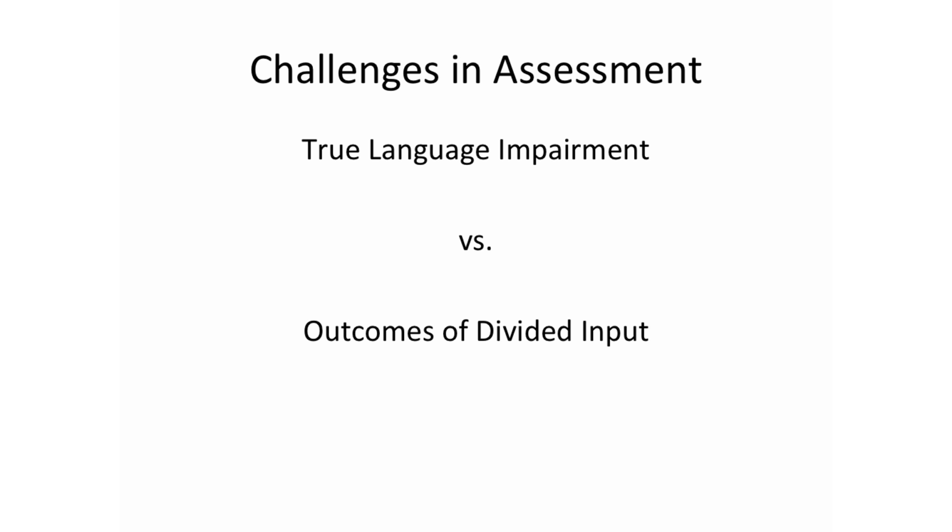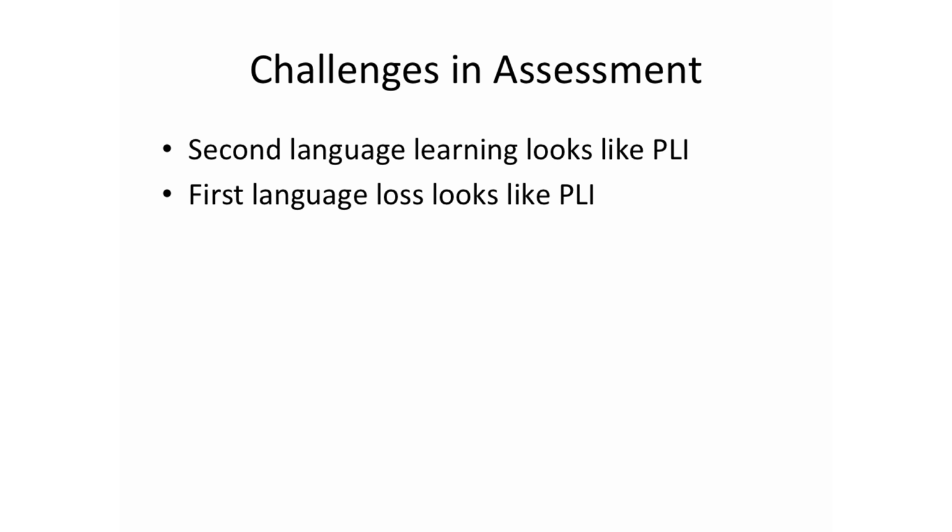Have you not had enough time to master the semantic system yet, and that's why the scores are low, or is it really language impairment? Have you not mastered the grammatical system of your second language, or are you still in the process of learning it? And how do we disambiguate those two? Because of this mixed input, sometimes second language acquisition looks like primary language impairment or language impairment. And also first language loss might also look like language impairment.